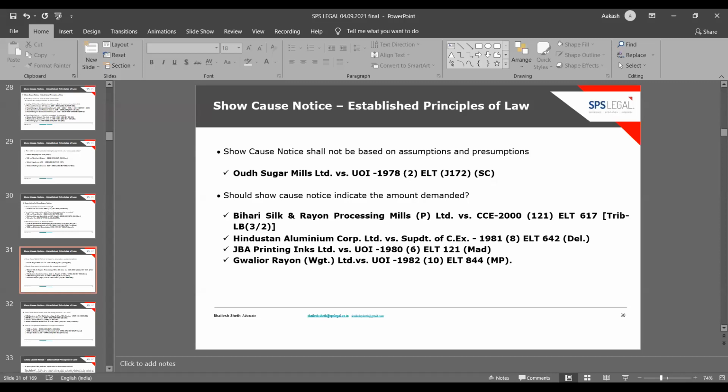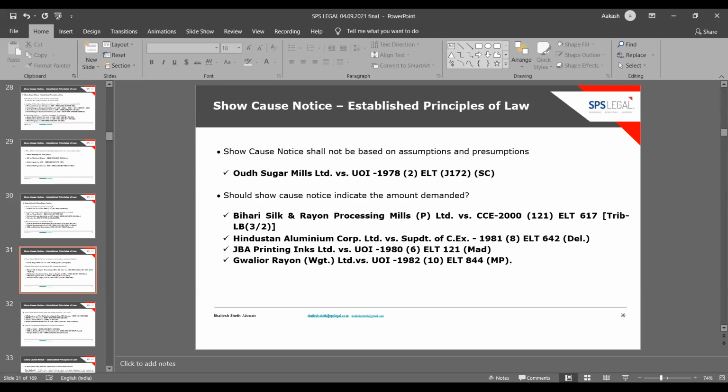The majority had relied upon the Hindustan Aluminium case of the Delhi High Court, where, however, in the JBA Printing Ink case, the Madras High Court single judge had said that a show cause notice which does not quantify the demand is not valid. This single judge judgment was distinguished by the Delhi High Court in Hindustan Aluminium, and this was followed by the majority in the larger bench decision of Bihar Silk. However, in Gwalior Rayon, it was held by the High Court that non-mention of the necessary particulars in the notice is not a valid ground for quashing the show cause notice.